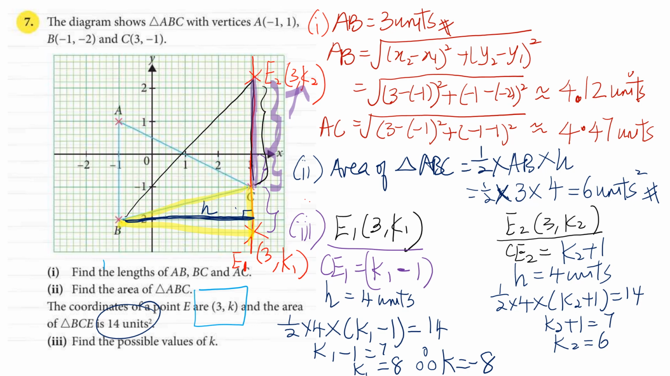Above the x-axis, all your y coordinates are positive. So therefore, the other possible value for K will be 6. So there are two possible values for K. It can be 6 or negative 8.